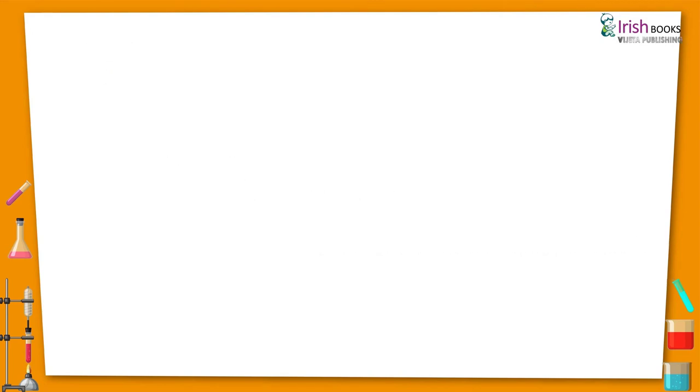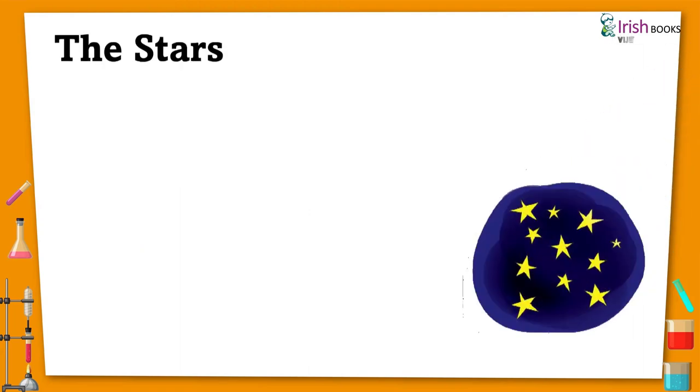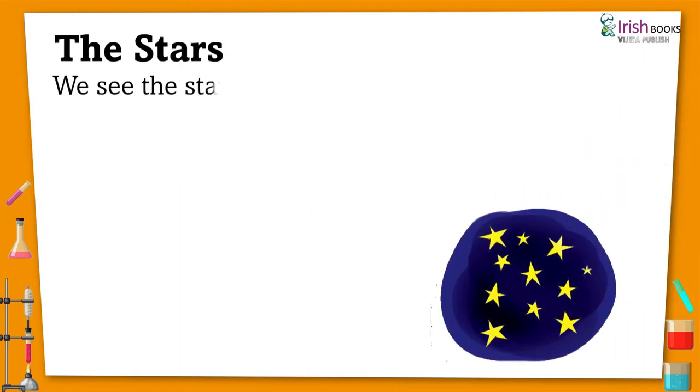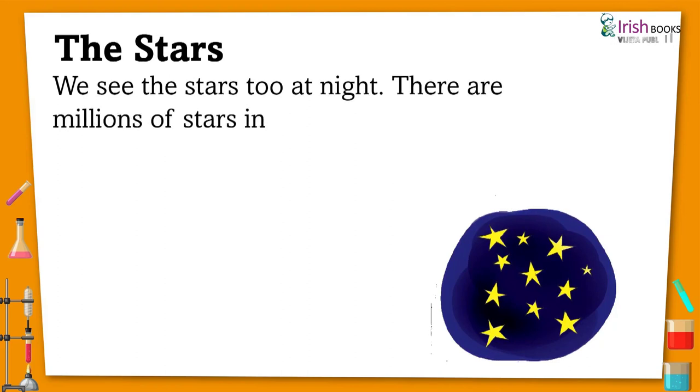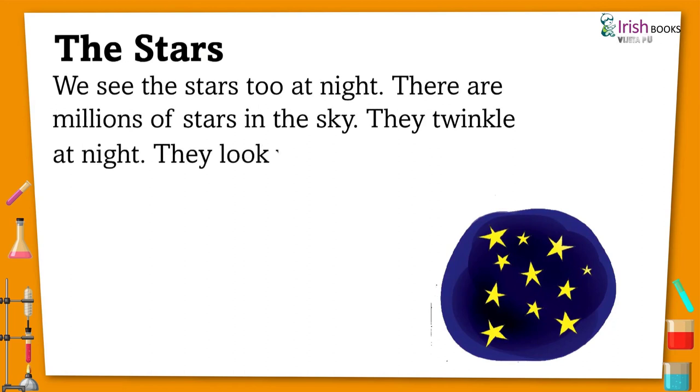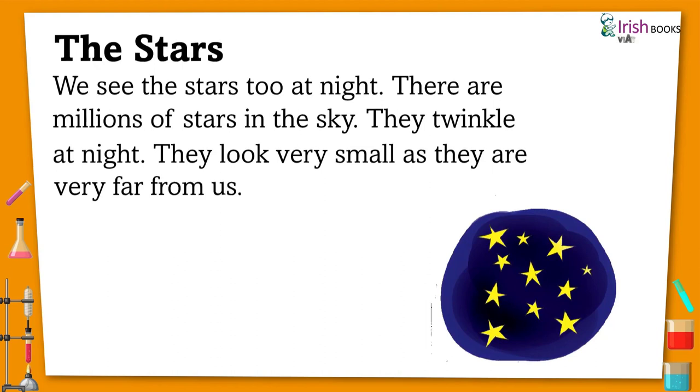The stars. We see the stars too at night. There are millions of stars in the sky. They twinkle at night. They look very small as they are very far from us. Stars also give us light.